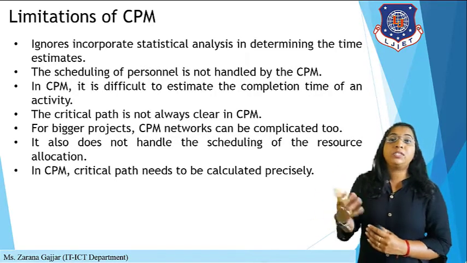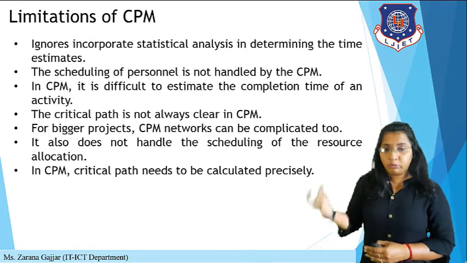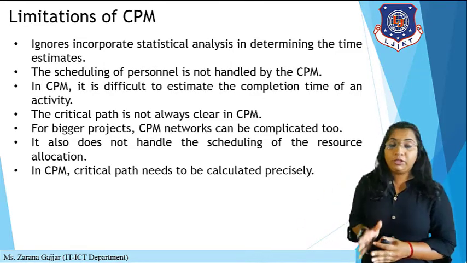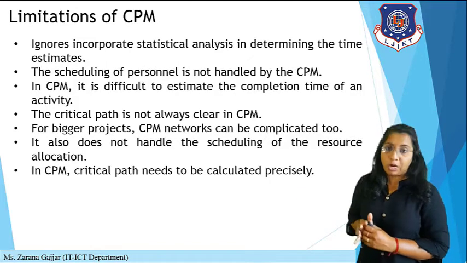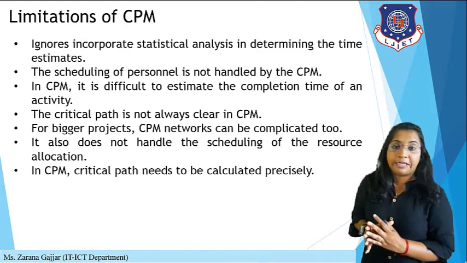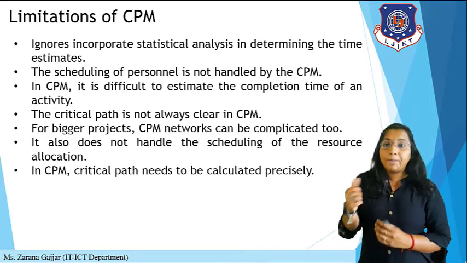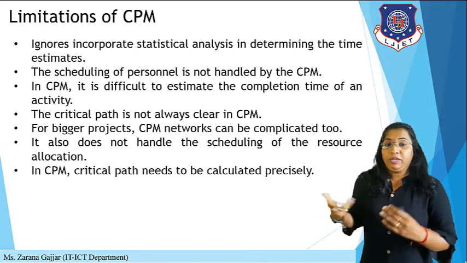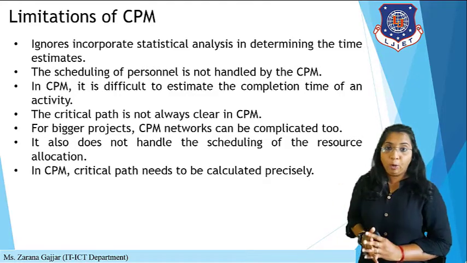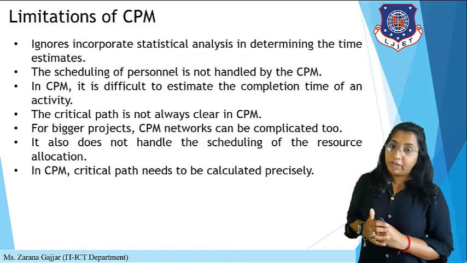Then, scheduling of personnel is not handled by CPM. If you want to schedule all your personal activities with reference to CPM, it will not help, because it is only for large or complex projects for tracking each and every activity, right? Also, in CPM it is difficult to estimate the completion time of an activity, because we can't predict how many critical paths or critical activities may occur during development. So we can't identify the completion time of each and every activity.